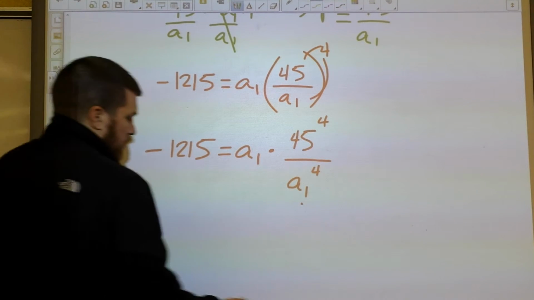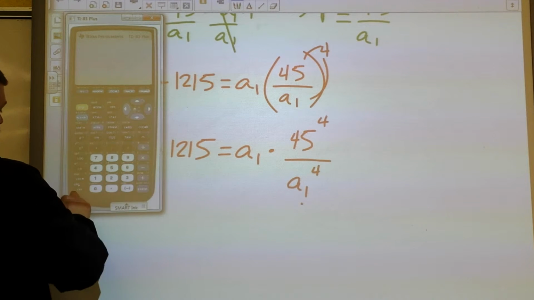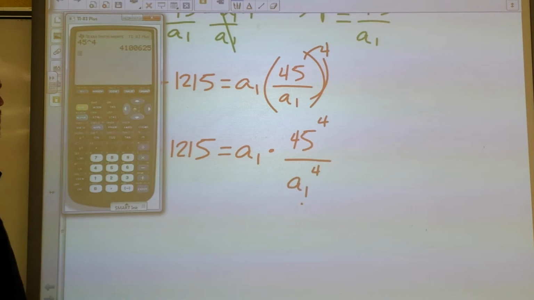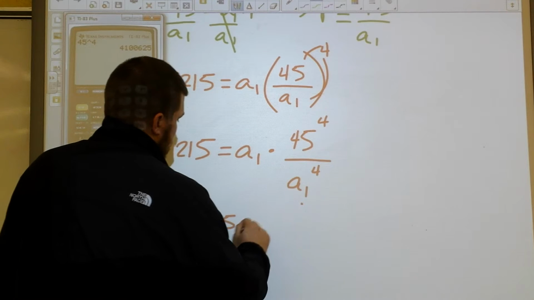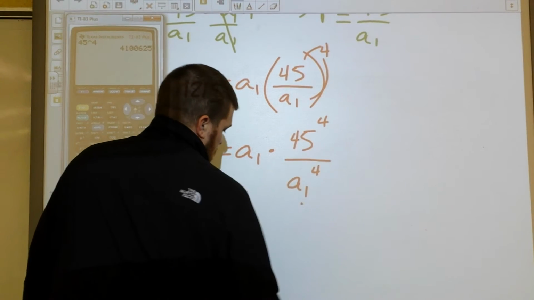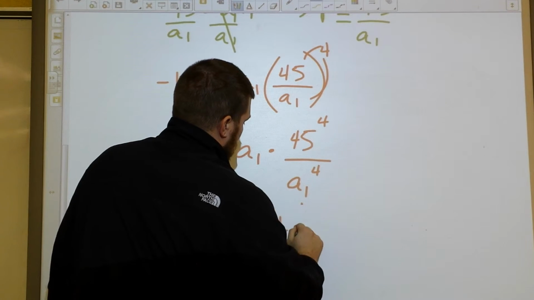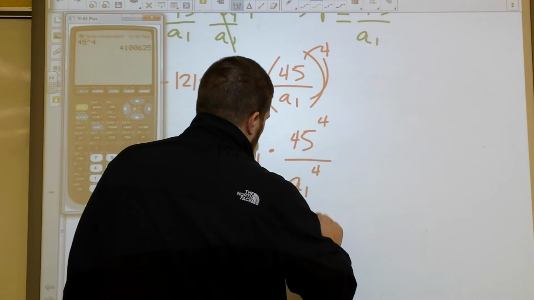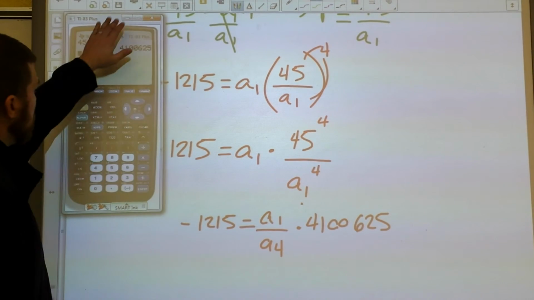Okay? Let's figure out what 45 to the fourth power is. I'm only going to tell you it's going to be big, so don't be intimidated. Which is, looks like 4,100,625. So negative 1,215 is equal to a sub 1 divided by a sub 1 to the fourth, times, I lost my calculator, there it is, 4,100,625.